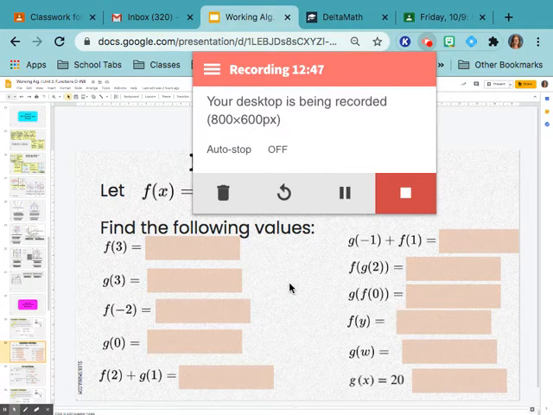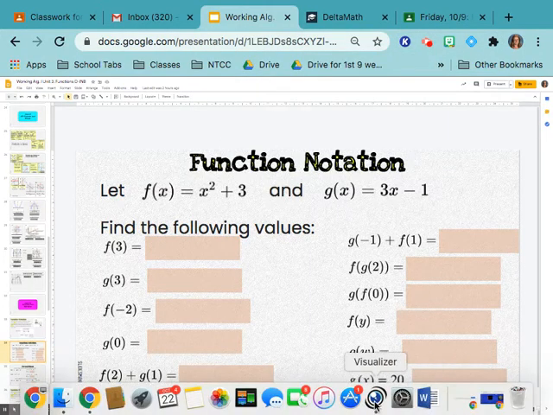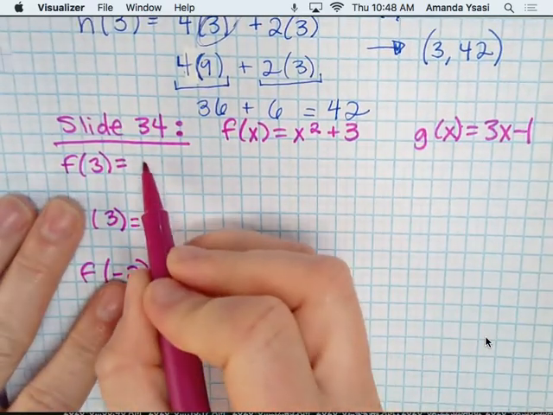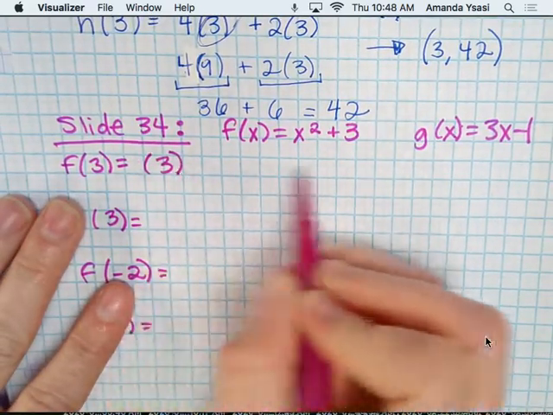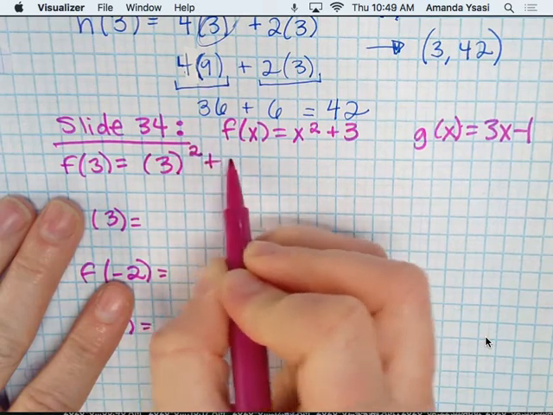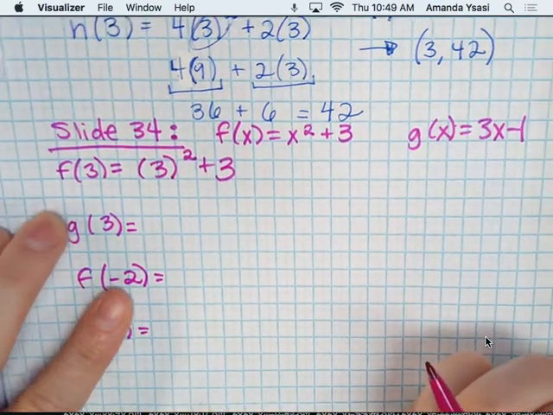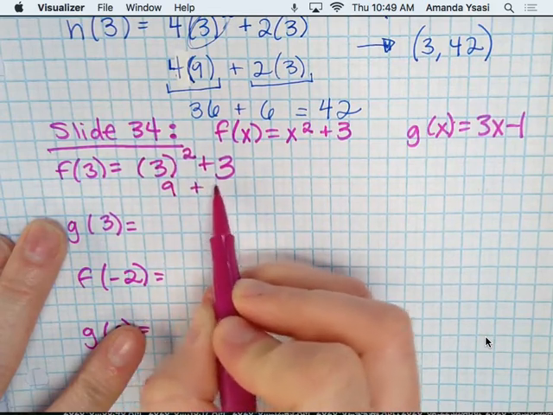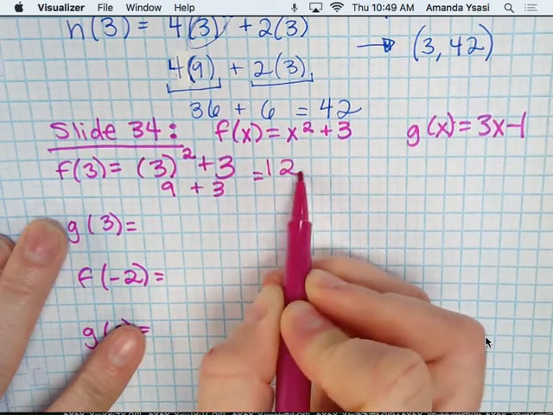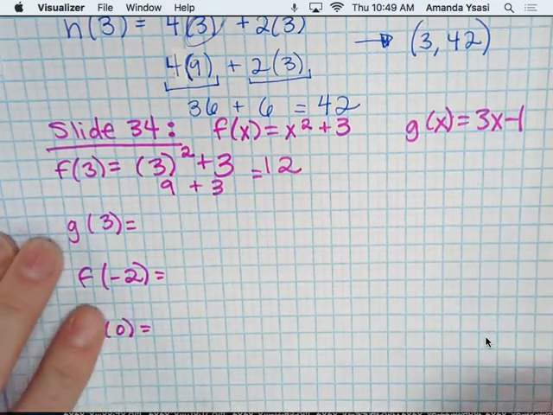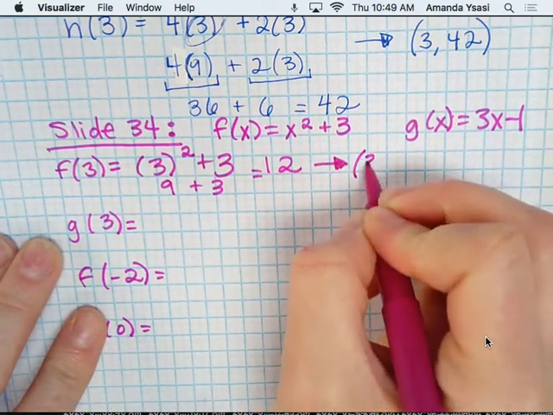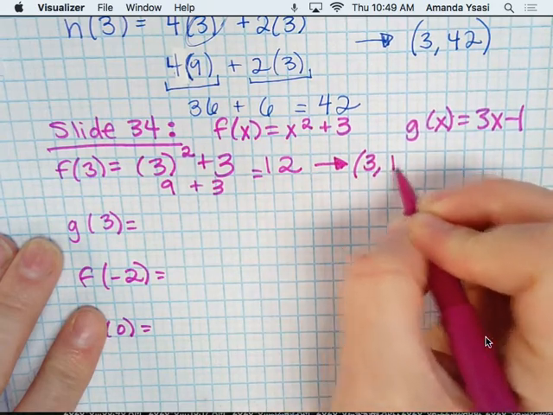Okay, so hopefully you've done the first 3 or 4. So let's see how you did. So f of 3, you would plug in the 3 for the function f. And we can actually just work this out. 3 squared is 9. 9 plus 3 equals 12. So we could write this as an ordered pair. When x is 3, f of x is 12.